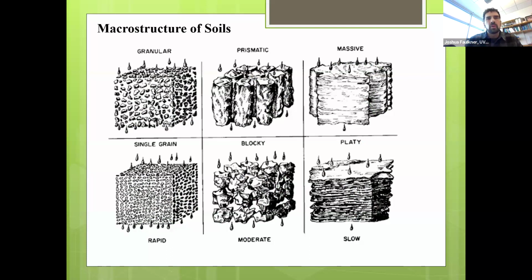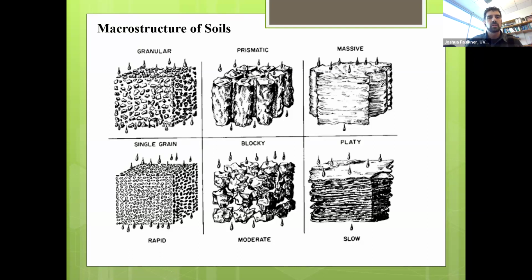And then we can move on up to, that was our mesostructure, and then we can move on up to our macrostructure of soils. And this is an old image, but I think it's a really good one, and it outlines some of the basic categories of macrostructure, from granular to prismatic to massive to single grain, blocky, and platy. And then you can see the water droplets in these images, and those are intended to indicate how readily water moves through these soils based upon their macrostructure.